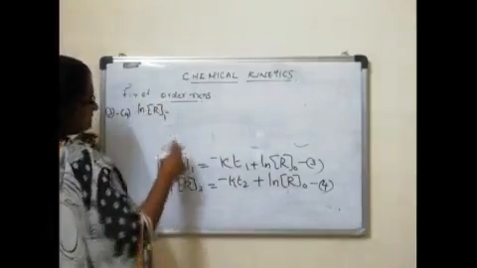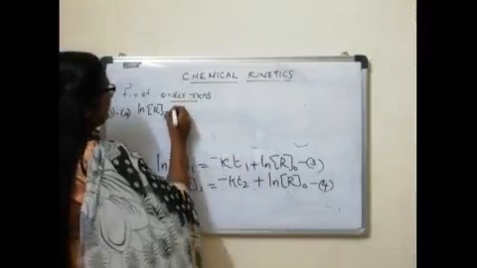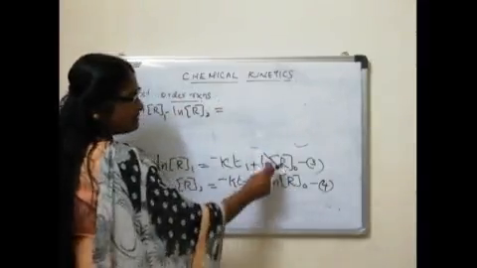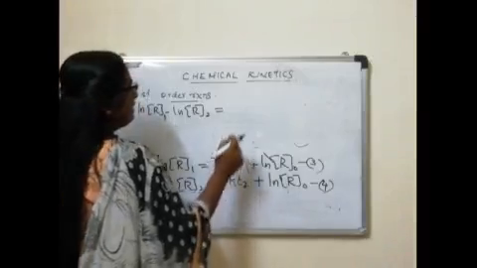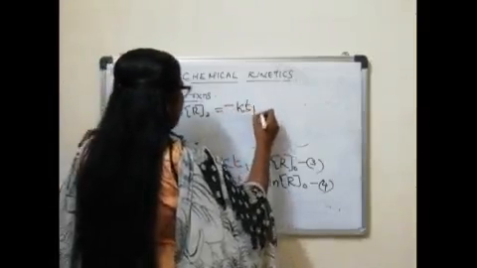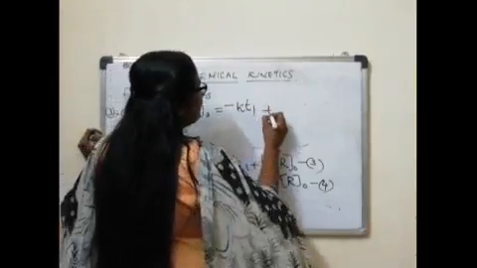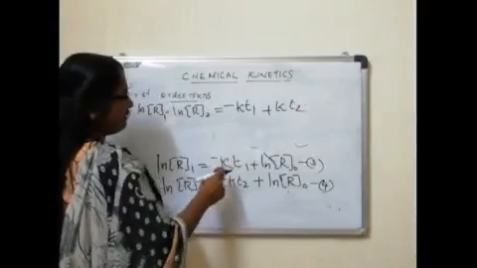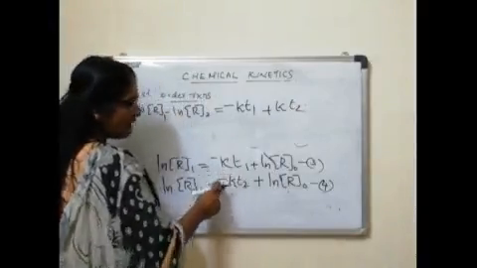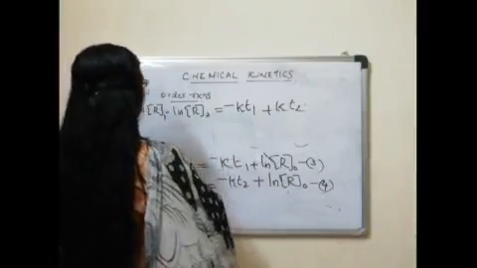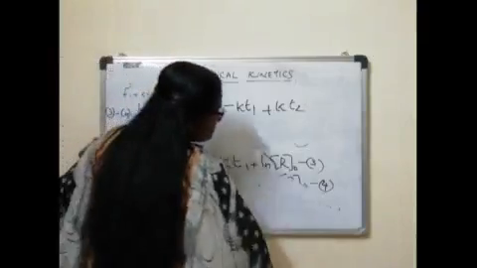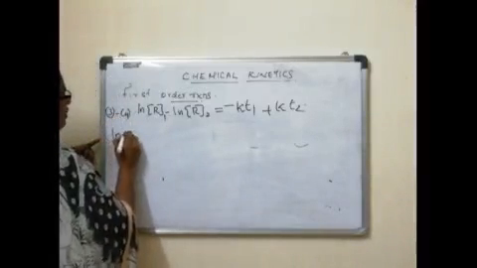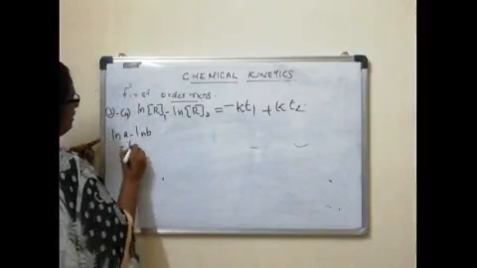minus ln R2 is equal to, subtracting the LHS as well as RHS accordingly, this ln R0 minus ln R0 will cancel out. Then the remaining is minus k into t1 minus of minus k into t2. Minus of minus becomes plus, that is plus k into t2. Rearranging this equation, we know that log A minus log B is equal to log A by B, or ln A minus ln B is equal to ln A by B.